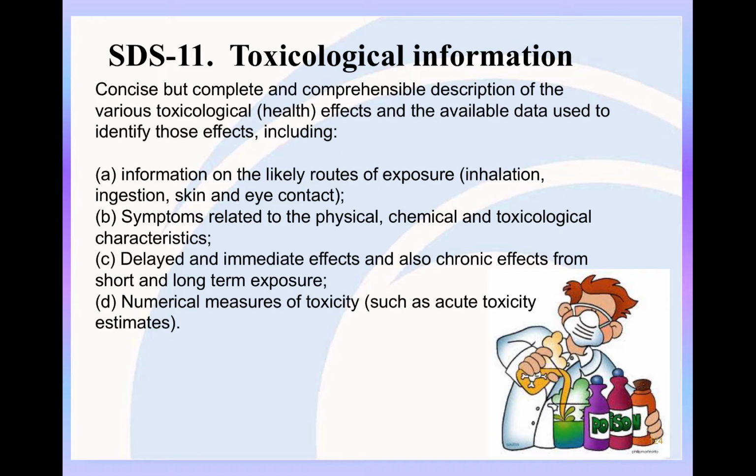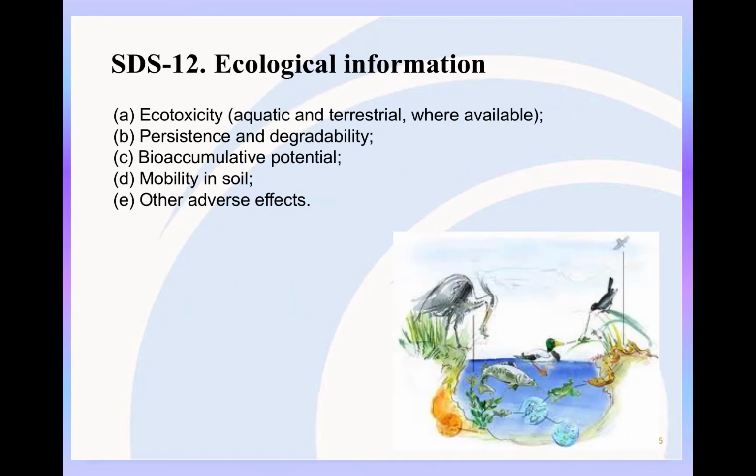Section 11 is toxicology information. It has to be concise but complete and a comprehensible description of the various toxicological health effects and the available data used to identify these. It has to include information on the likely routes of exposure: inhalation, ingestion, skin, and eye contact. It has to have symptoms related to the physical, chemical, and toxicological characteristics. What are the delayed and immediate effects, and also the chronic effects from short and long-term exposure? Numerical measures of toxicity, such as acute toxicity estimates. What's it going to do if you get it into your body?